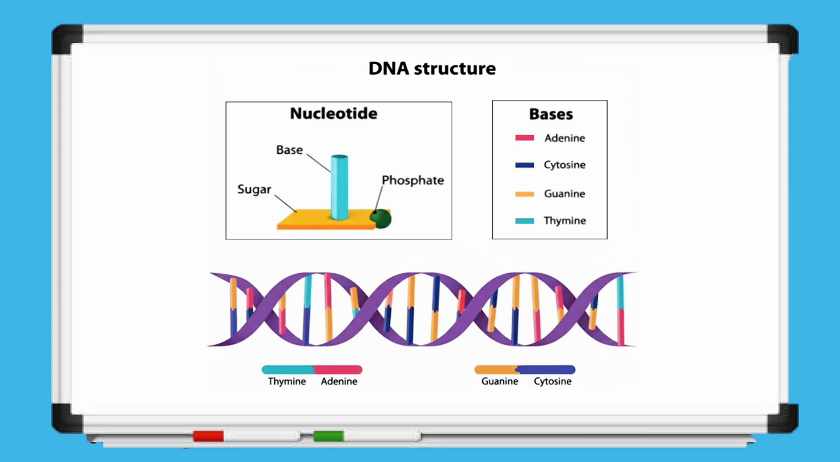The overall structure of DNA forms a double helix, which looks like a twisted ladder. The sugar and phosphate molecules form the sides of the ladder, while the paired bases form the rungs. This organized structure allows DNA to carry and store genetic information in a stable yet flexible form, enabling it to be replicated and transmitted during cell division.